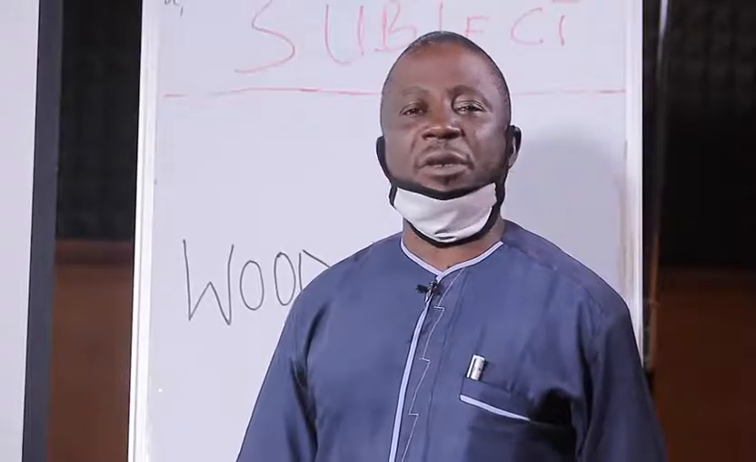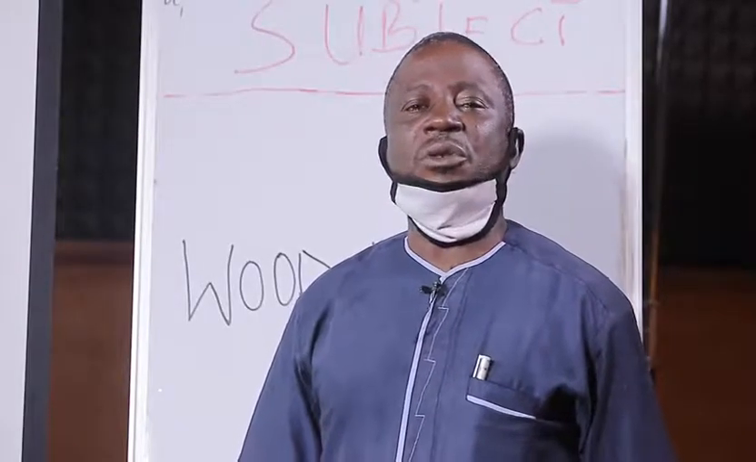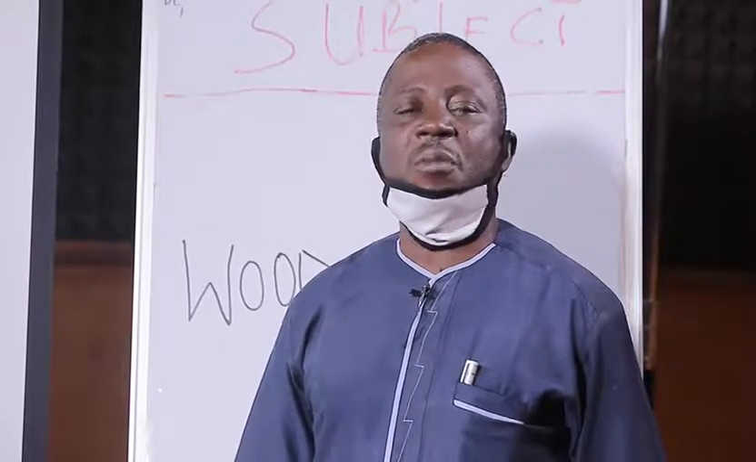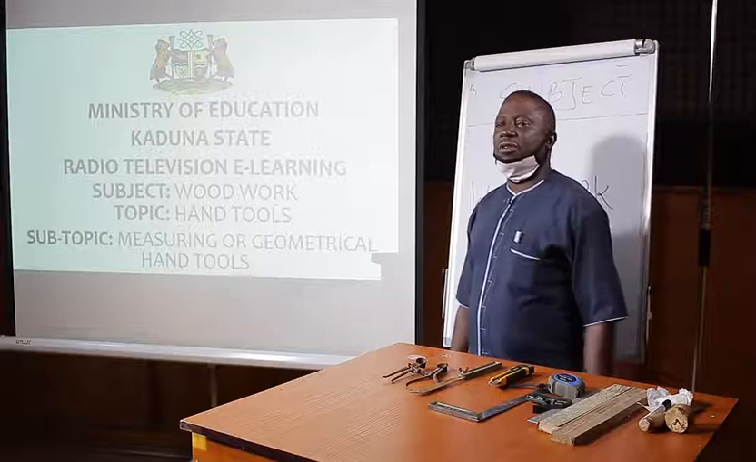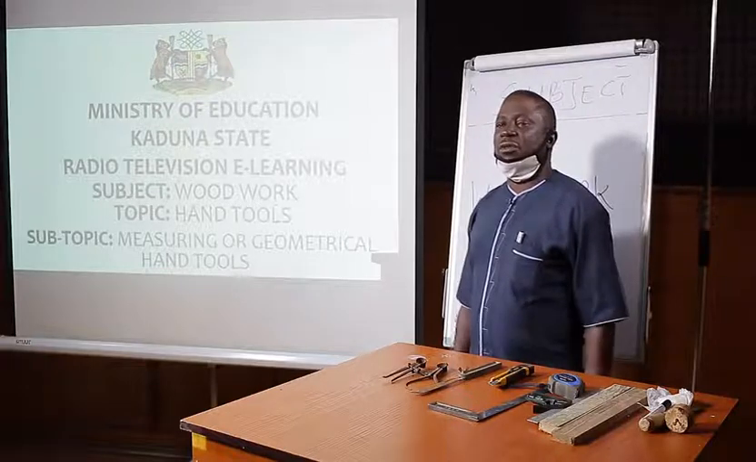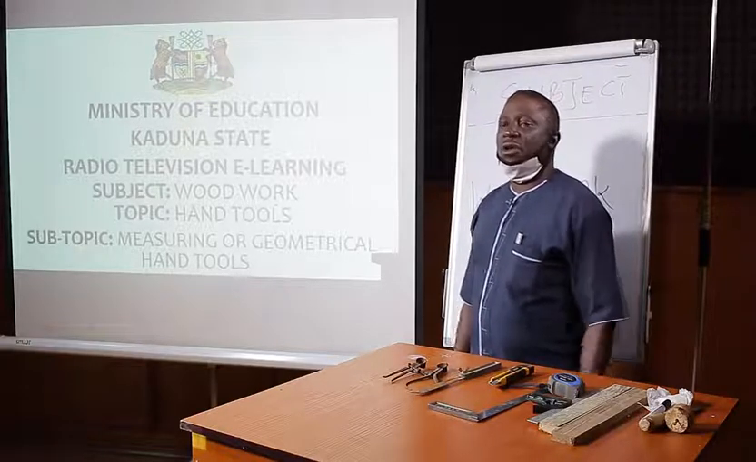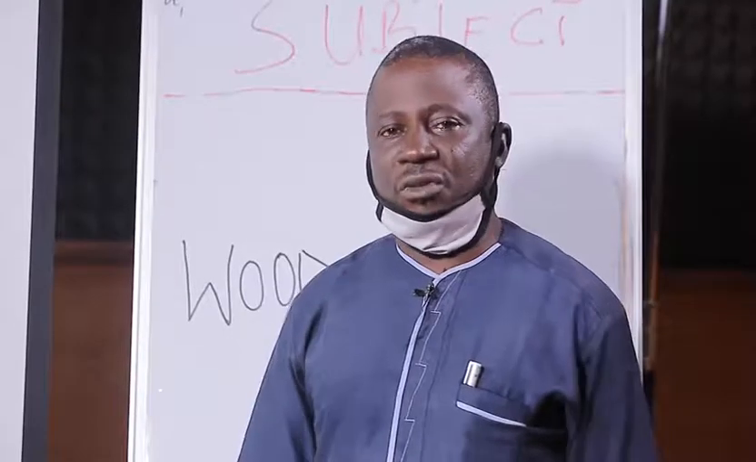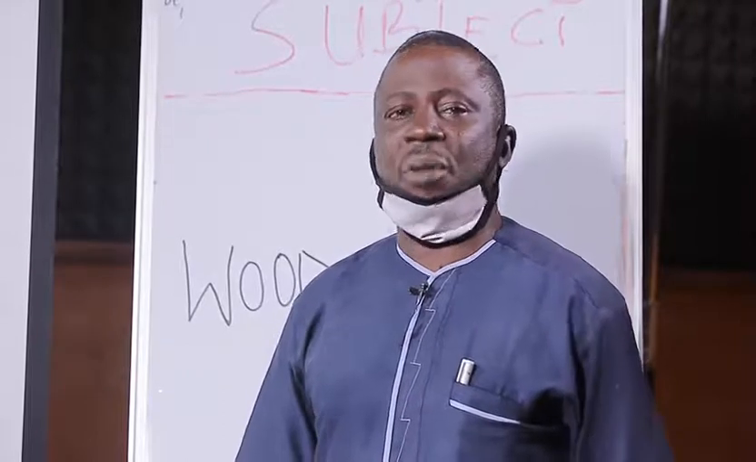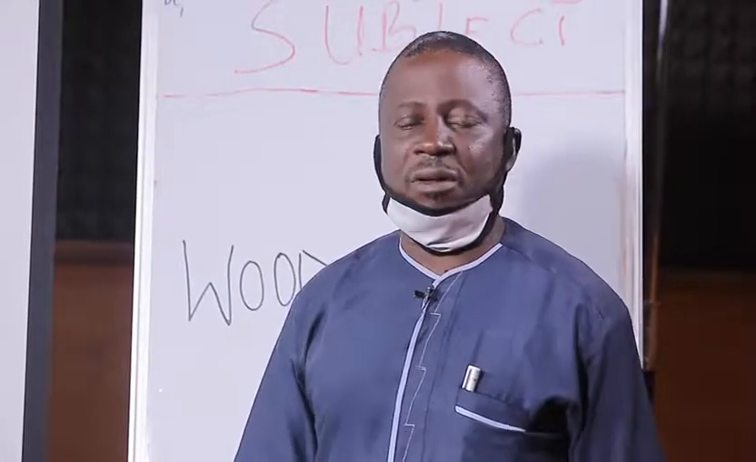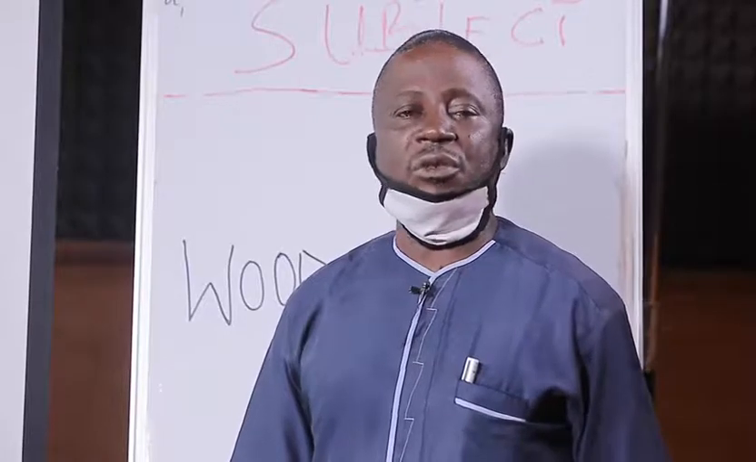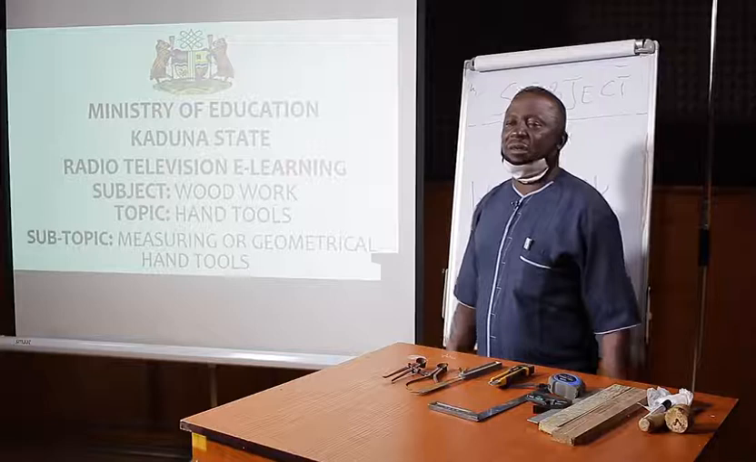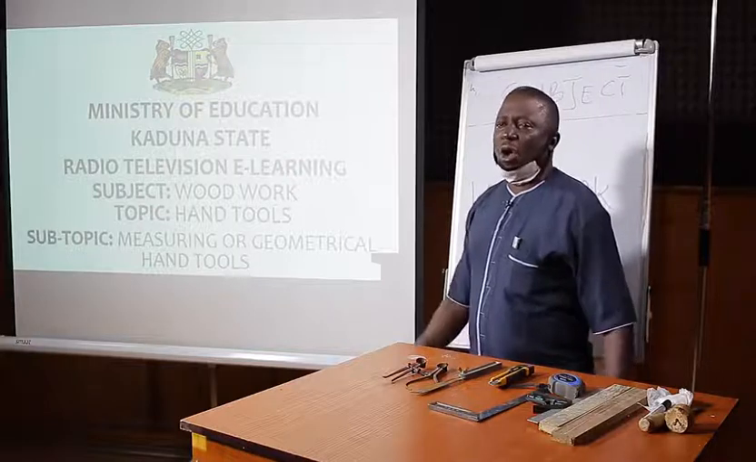You remember our last period, our last lesson? We were able to talk about the different classification of hand tools to include measuring and geometrical tools, holding and supporting tools, marking out tools, cutting out tools. Cutting out tools are braiding cutting tools, shaving cutting tools. When we talk about braiding, we talk about saws. When we talk about shaving tools, we talk about planes. When we talk about paring tools, we talk about chisels, the different types of chisels, and so on.